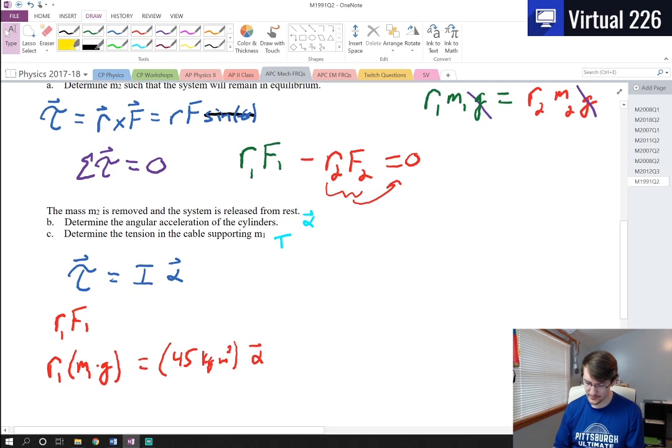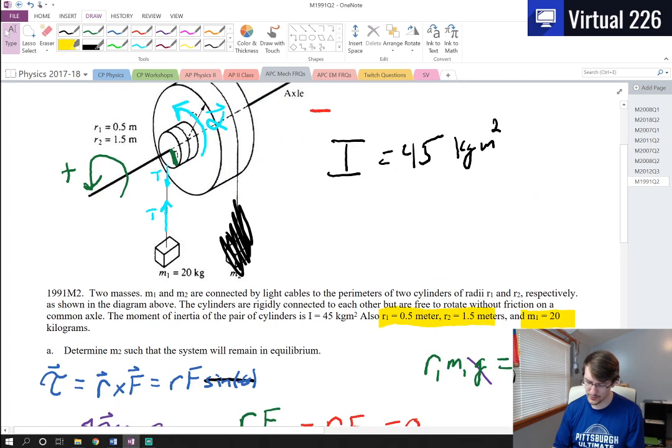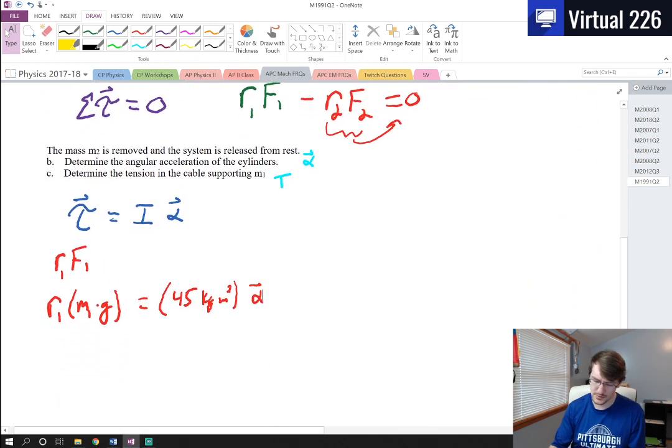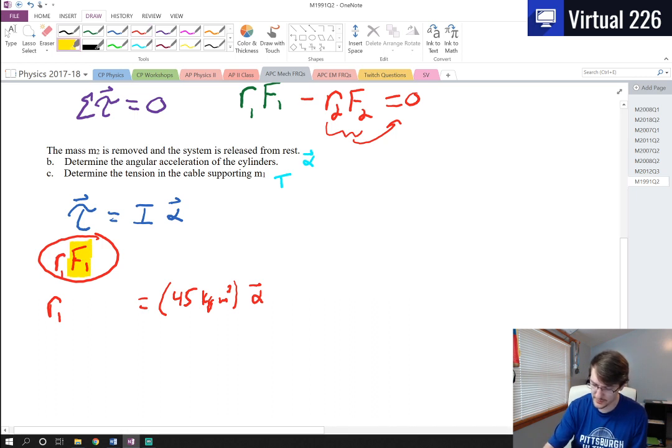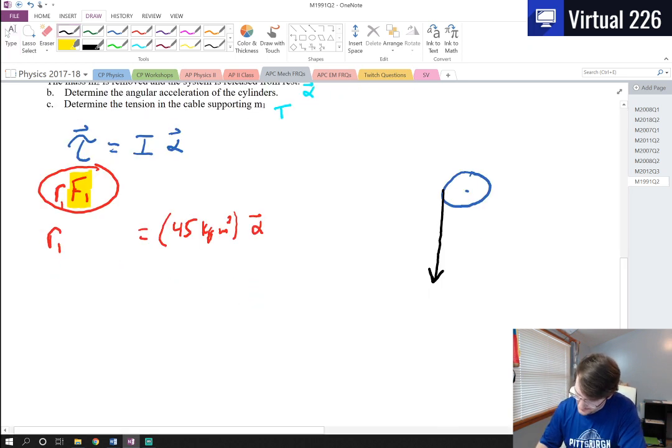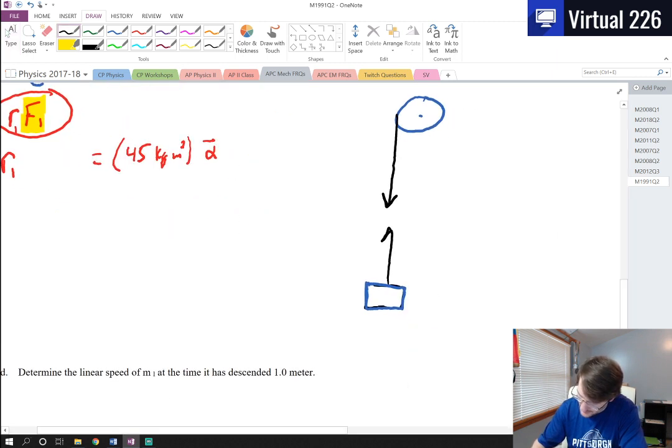Now, oh, how do I actually want to draw this? That's not entirely true, is it? This isn't entirely true. This force right here, let's draw this picture. There's the disc. There's the rope, like that. And then here is the block down here. Let's make the block blue. And the block is being pulled up with a tension and down with a weight.